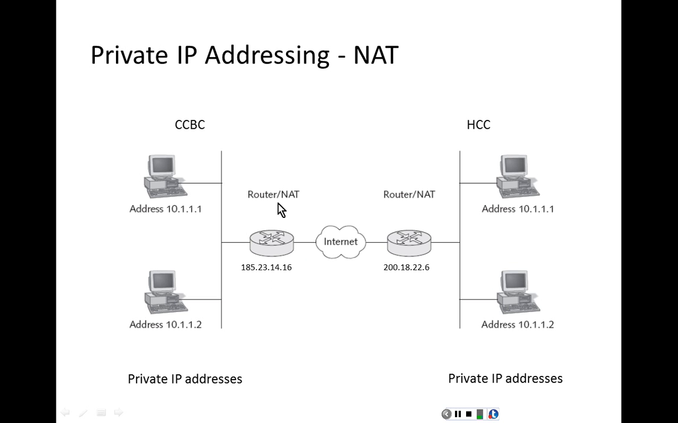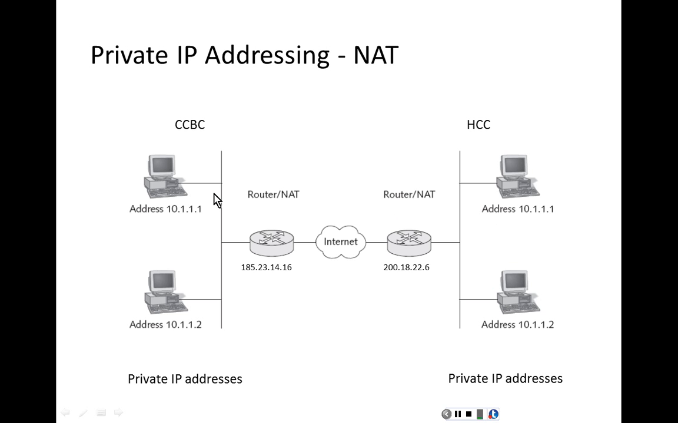So NAT, the Network Address Translation Protocol, is the software that runs on the router that allows many computers running private IP addresses to share one public IP address. Thus, at CCBC Catonsville, instead of needing 3,000 IP addresses, we only need one public IP address. Same with Howard Community College. Instead of needing 3,000 different IP addresses, they just need one single public IP address. This is an example of a large organization.